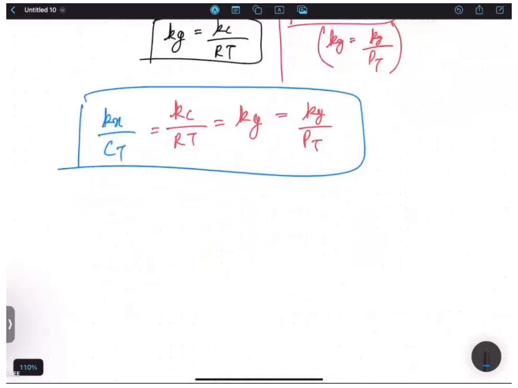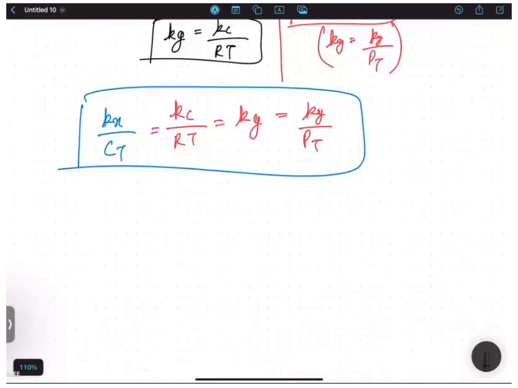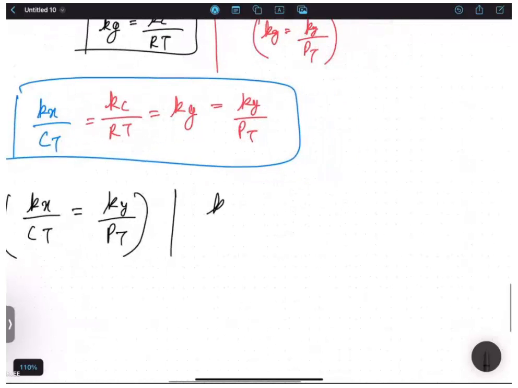For any two relations you want to find out, you take those two terms. You're getting what I'm saying? Suppose you want to find out the relation between Kx and Ky. So what will be the relation? Kx by Ct will be equal to Ky by Pt. Suppose you want to find out the relation between your Kc and Ky. So Kc by Rt will be equal to Ky by Pt.